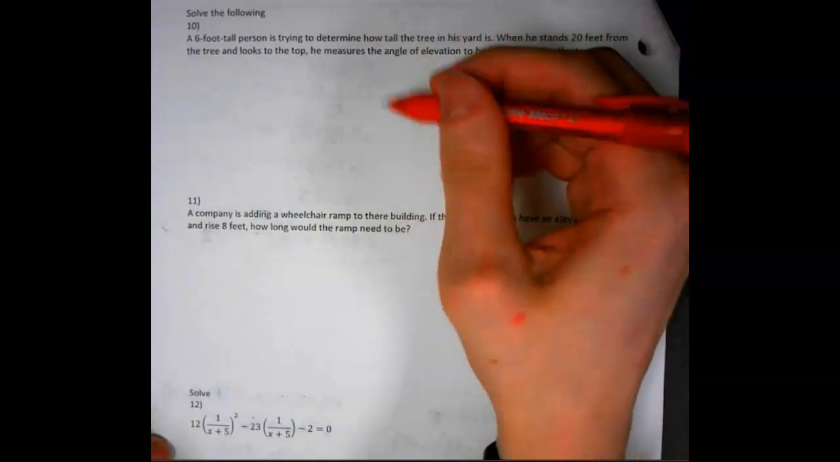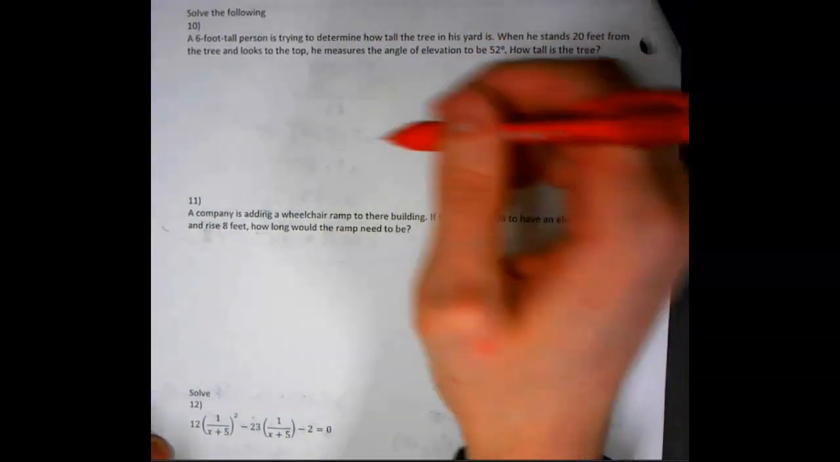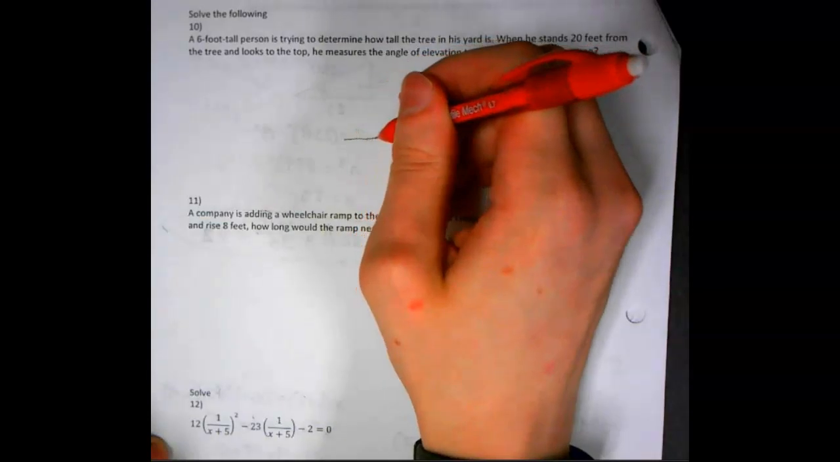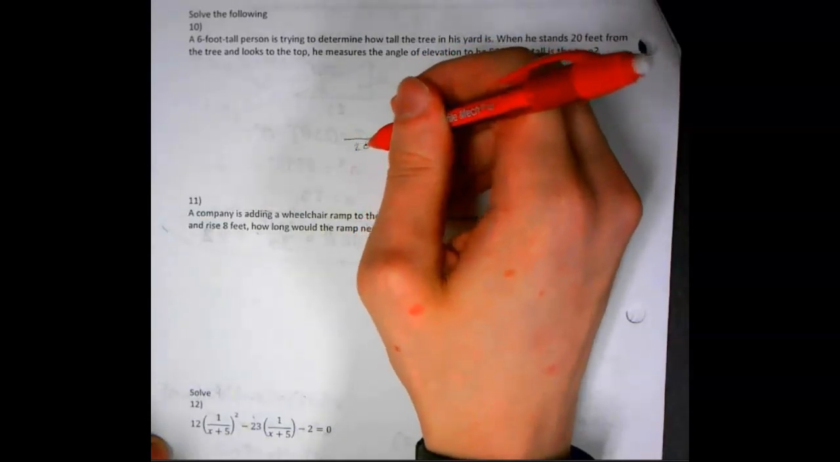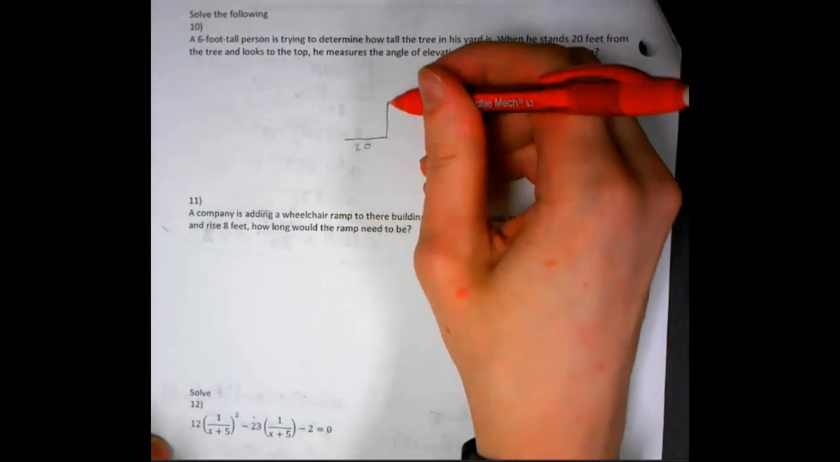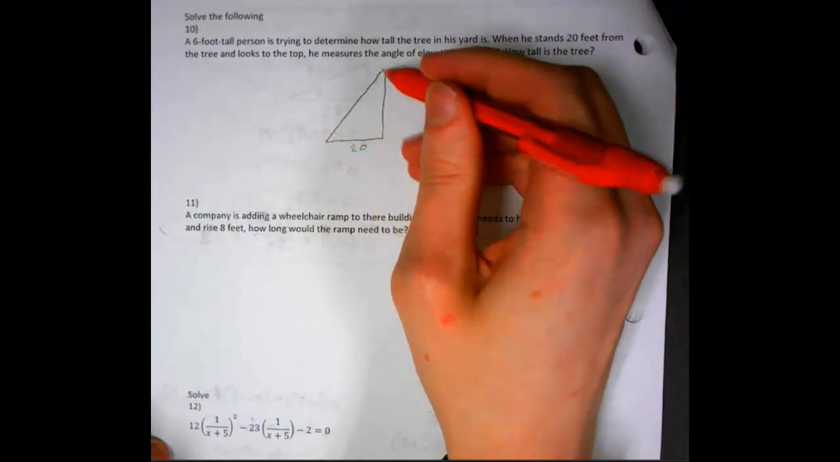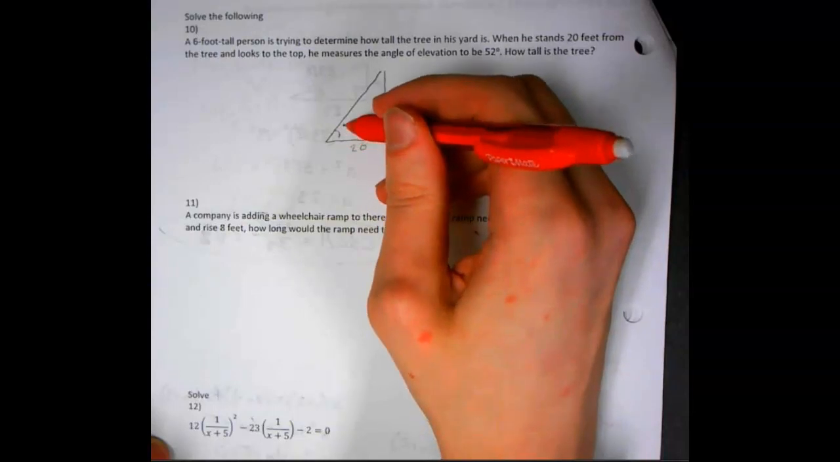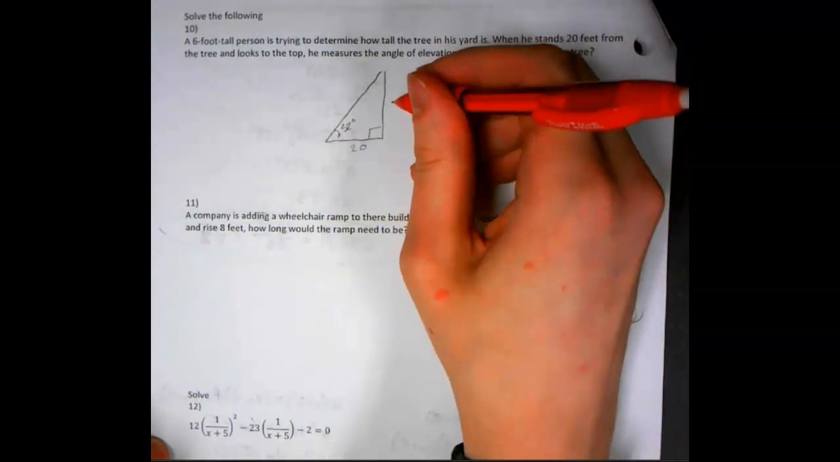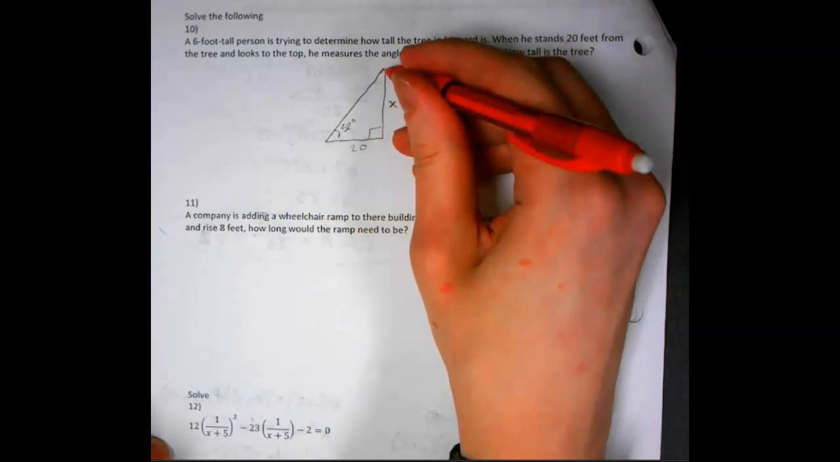Okay, so today we are working on problems 10 through 12. For problem number 10, we have a 6-foot tall person that's trying to determine how tall a tree in his yard is. So when he stands 20 feet from the tree and looks to the top, the elevation is 52 degrees. So it looks something like this. We're trying to find out how tall that tree is.